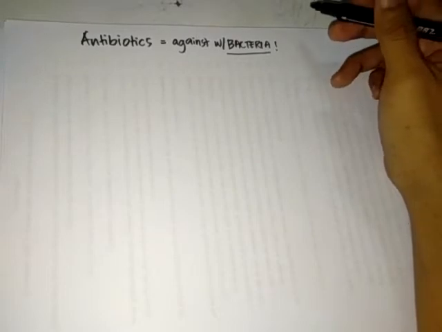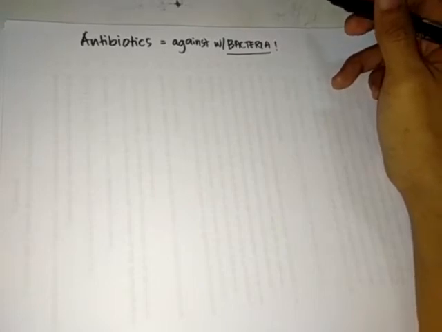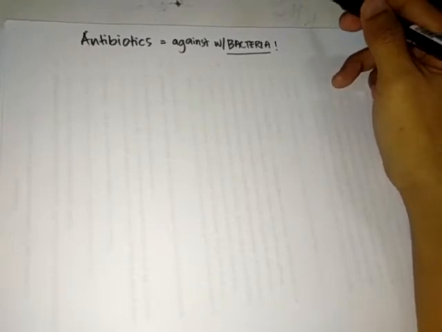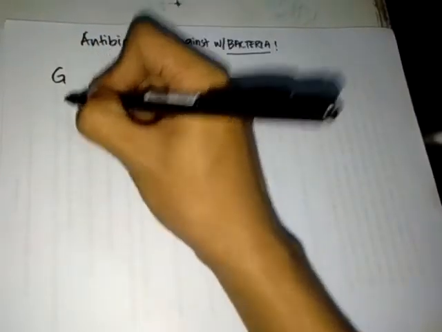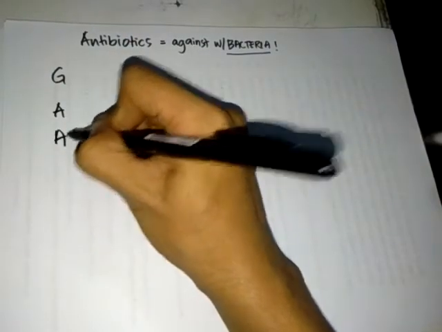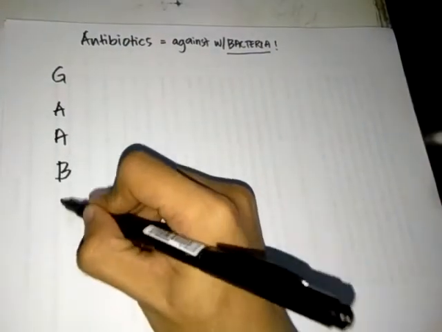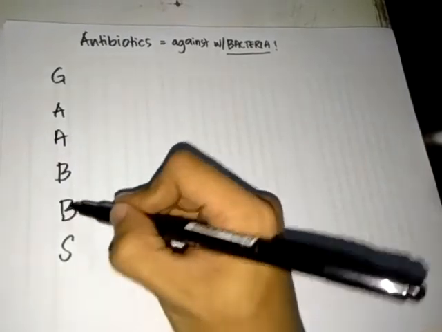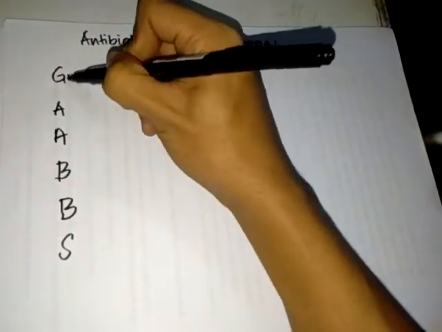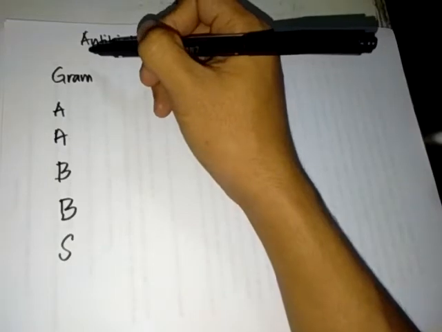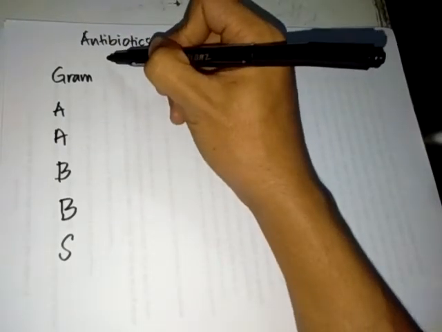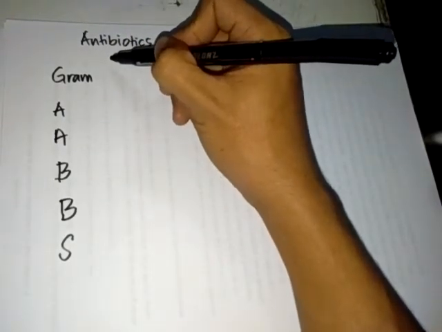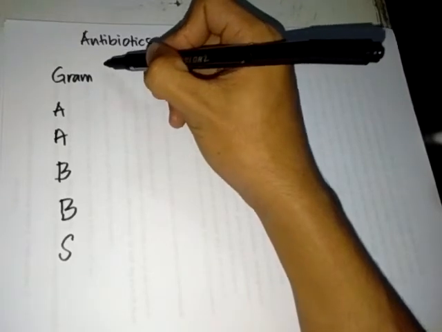So let us go about some of the certain things that we must understand about your antibiotics and also your bacteria. So I abbreviated this into GABs. So what are GABs? So G stands for gram. Why am I saying this gram? Because there are bacteria that are said to be gram negative and gram positive.